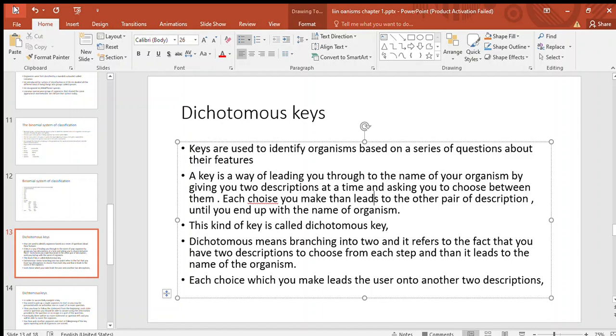Dichotomous means branching into two, and it refers to the fact that you have two descriptions to choose from at each step. The steps may be 1, 2, 3, 4, and each step has two descriptions, and then finally it leads to the name of the organism.